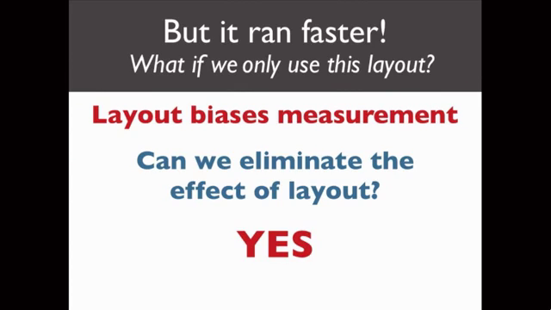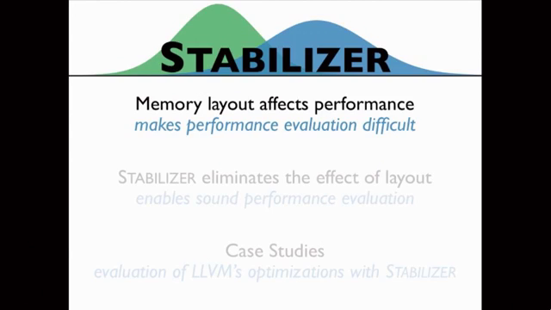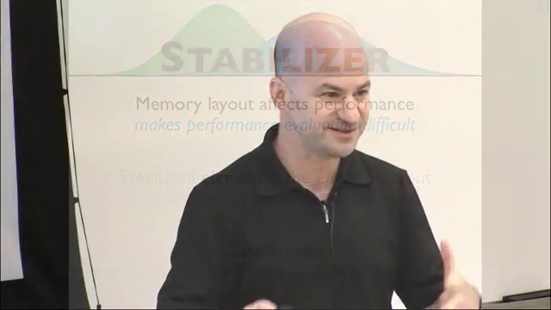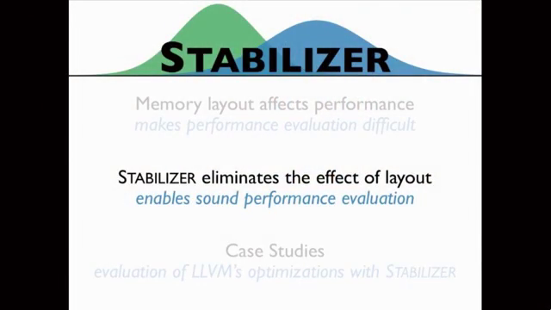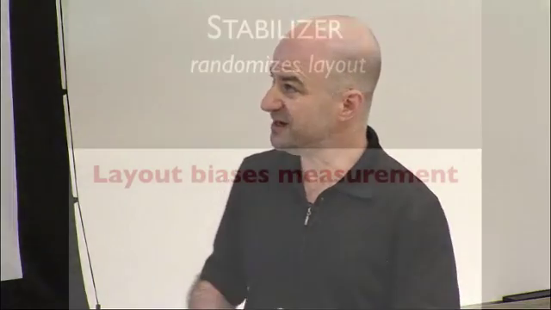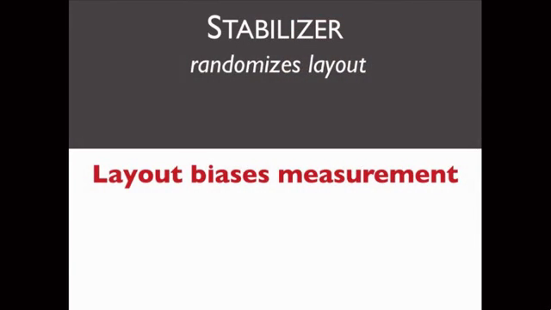So Stabilizer is the system that we built that directly addresses this problem, right? Memory layout affects performance. This makes it hard to evaluate. Stabilizer eliminates the effect of layout. And I'm going to show you that by doing this, you actually can do what is really sound performance evaluation. All right? So what does Stabilizer do? So as Catherine already spoiled the big reveal here, right?